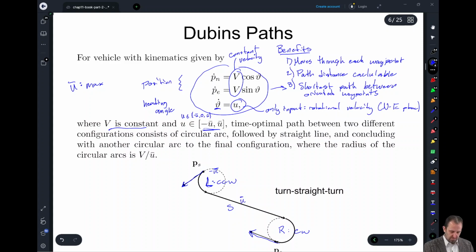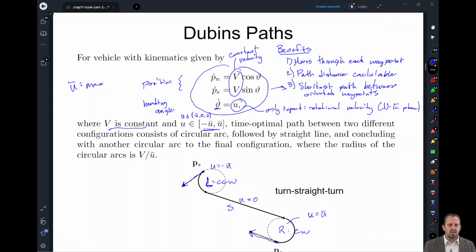The straight line would be u bar equal to 0, and the right would be that we have u bar equal. Oops, I put u bar. U is equal to negative u bar. And u is equal to 0. And here u is equal to positive u bar. Okay, so this is how we would execute the path.